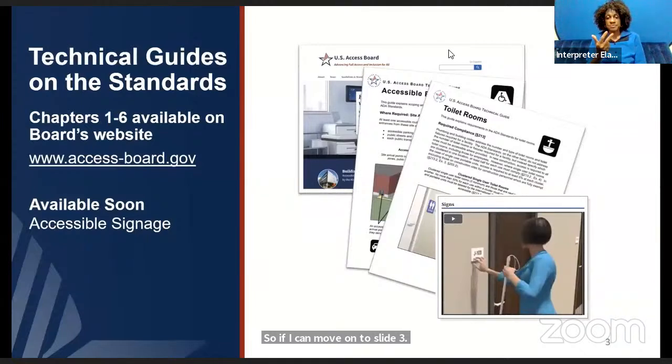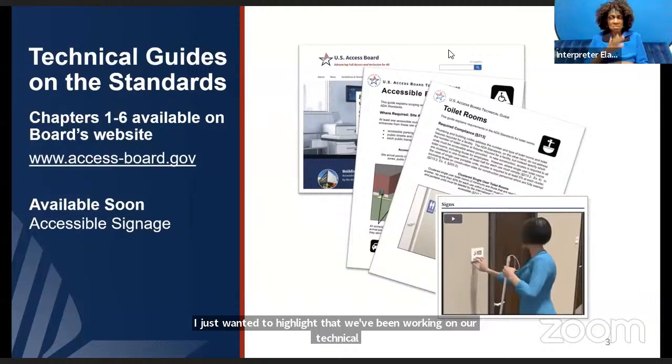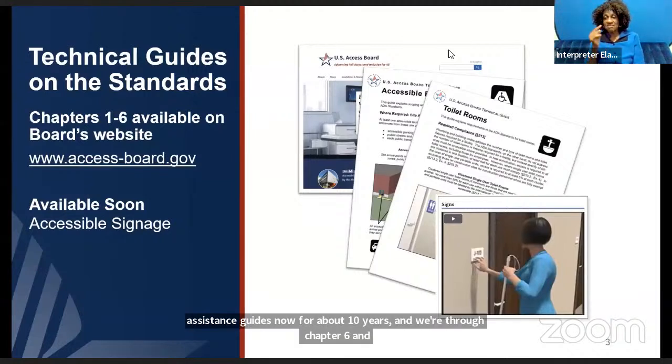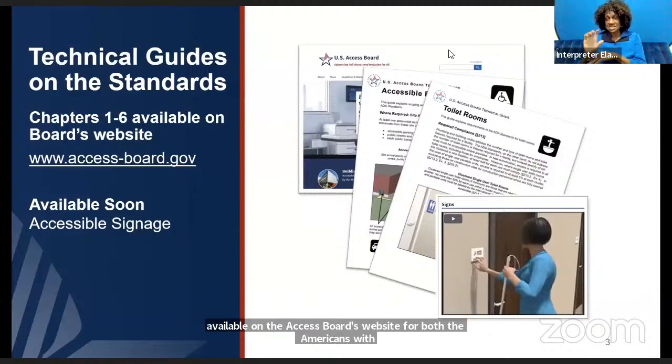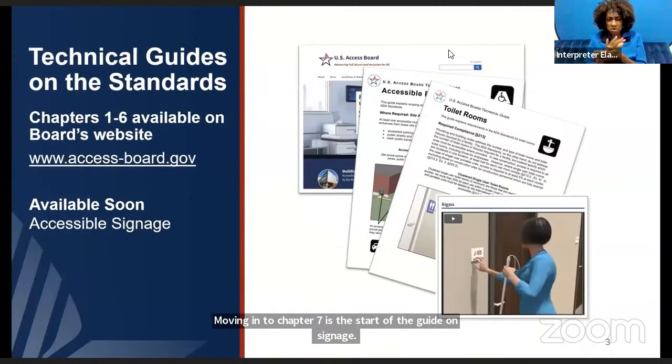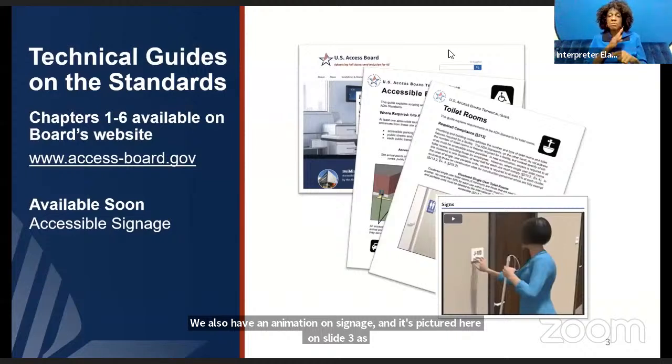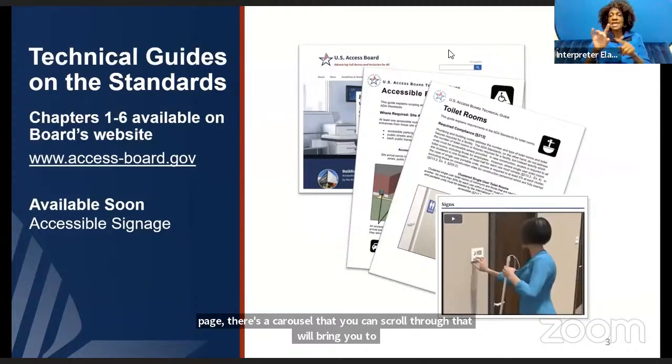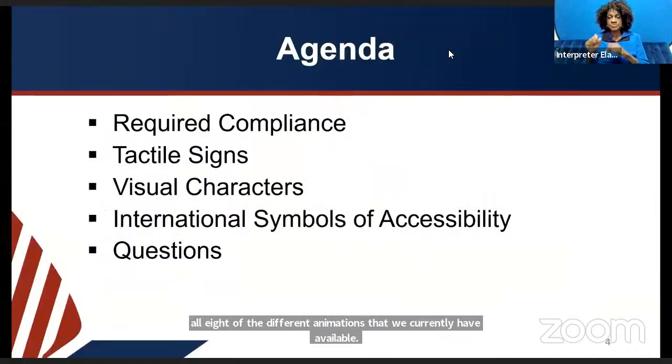Slide number 3 pictures several of our recent guides, but also provides the website address for the Access Board. I just wanted to highlight that we've been working on our technical assistance guides now for about 10 years, and we're through Chapter 6 and are available on the Access Board's website for both the Americans with Disabilities Act and the Architectural Barriers Act. Moving into Chapter 7 is the start of the guide on signage. We also have an animation on signage, and it's pictured here on slide number 3 as well. And you can find the board's animations at the bottom of the home page. There's a carousel that you can scroll through that will bring you to all 8 of the different animations that we currently have available. Moving on to slide 4.